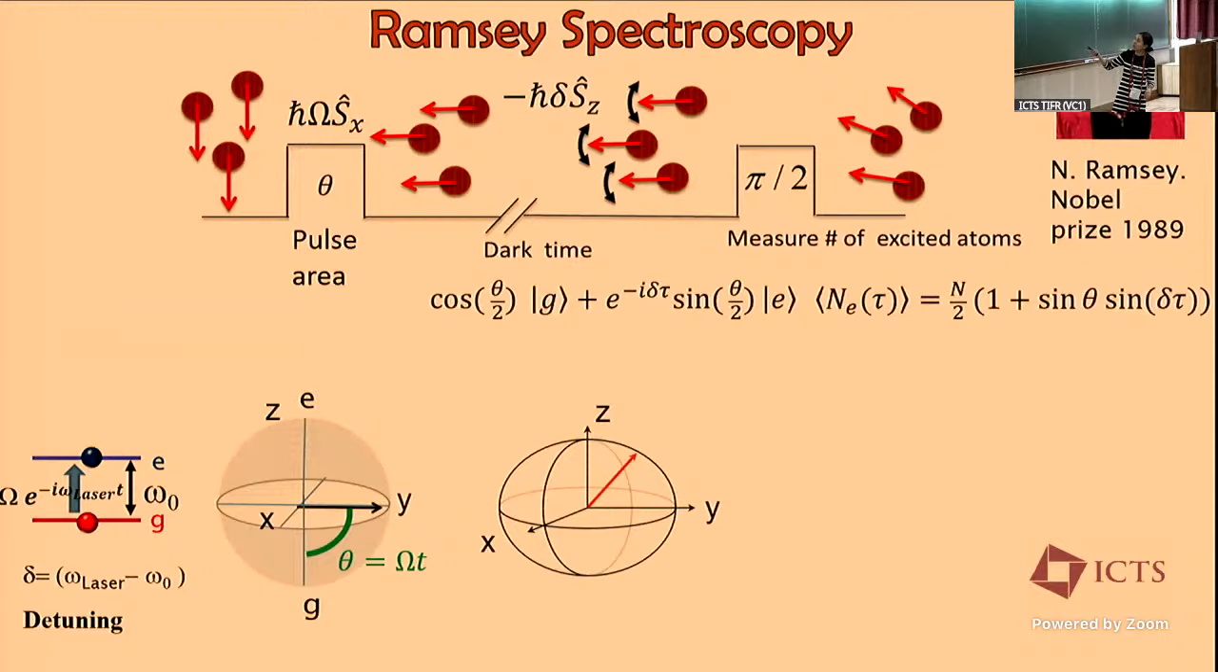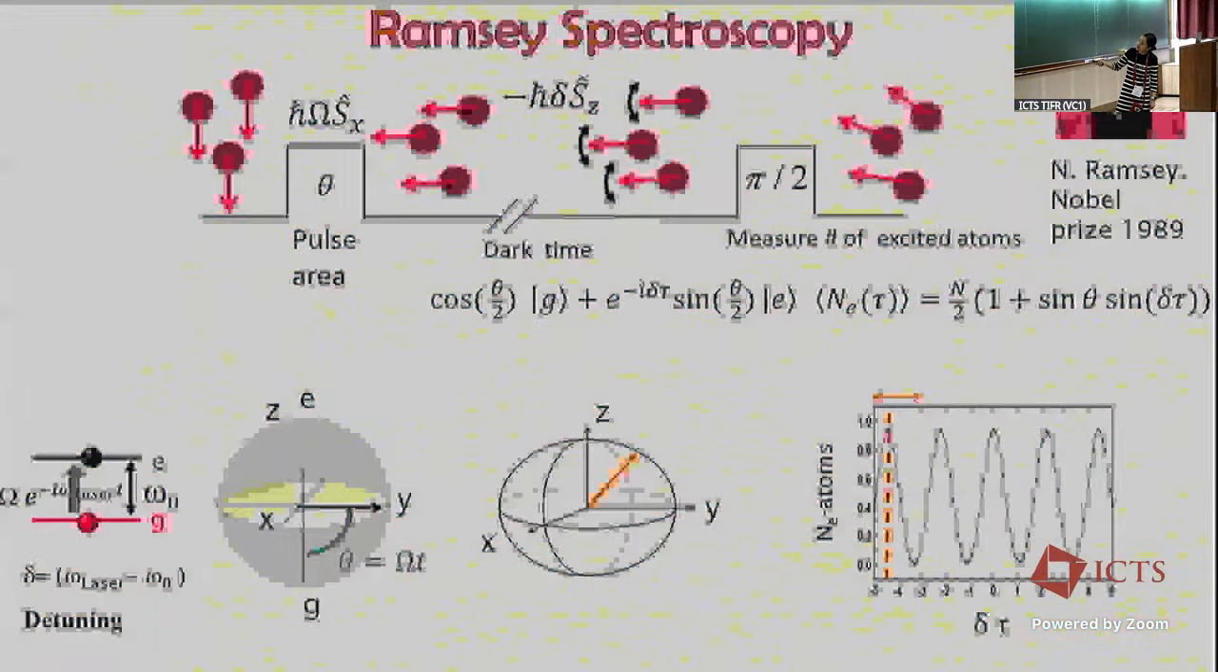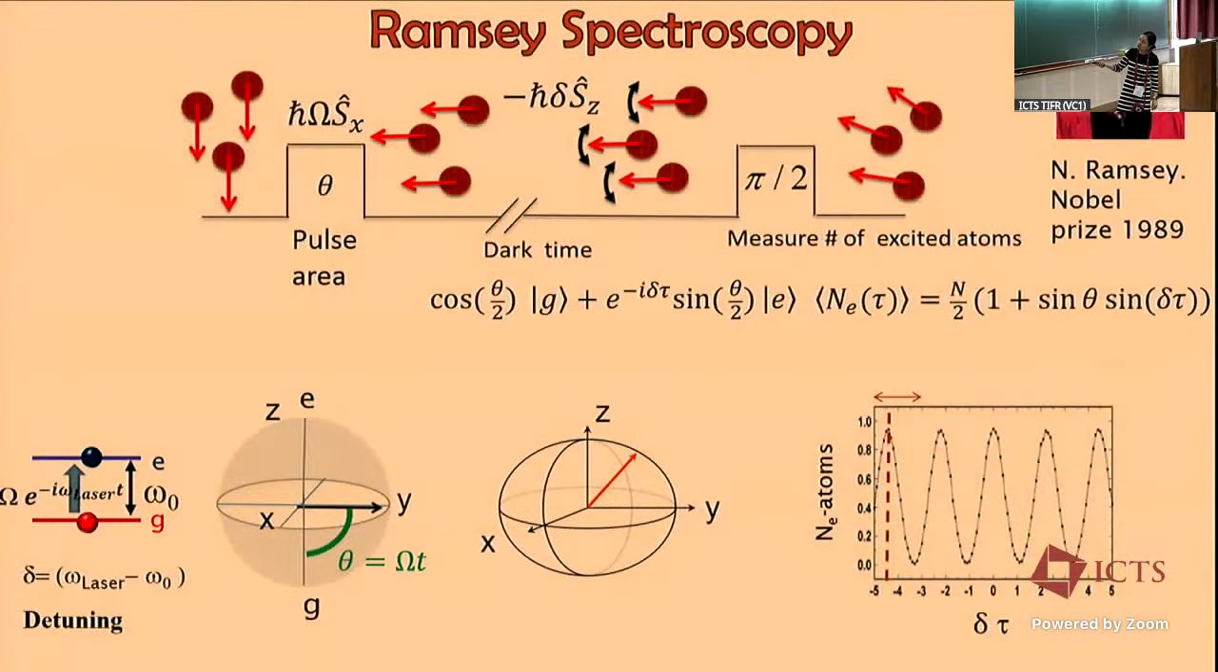We measure the population, and by measuring the population, we get what is called a Ramsey fringe. The frequency of this oscillation is going to tell me when my laser is locked to the atomic frequency. Not only that, but we want to make this measurement for a very long time. So not only the phase but the contrast matters, because the longer that we look at these oscillations, the better we can lock our laser to the frequency of the atoms.